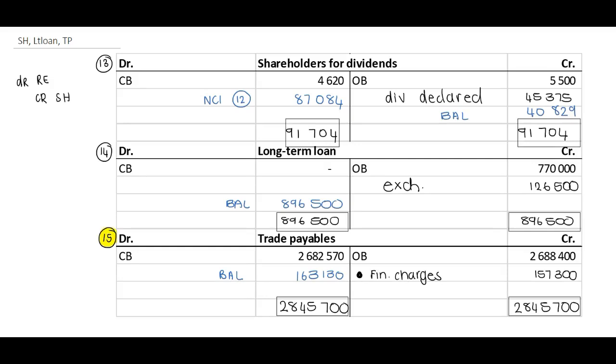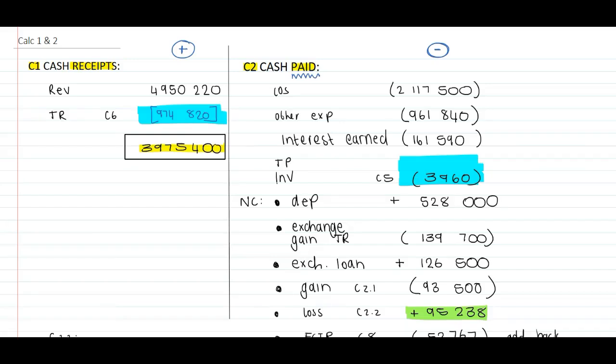When you look at the bottom, trade payables, also on the debit side. Now think about this. Debit trade payables, we credit our bank. If we credit bank, our bank decreases with an amount of 163,130. Therefore, let's transfer this. 163,130, and this is calculation 15.